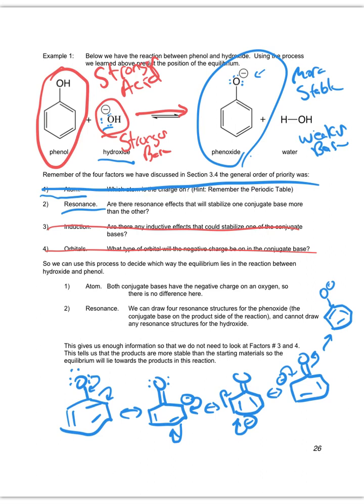We're done. Now if we knew the pKa's of the two, we could also look at it that way. The pKa for phenol is somewhere around 10, and the pKa for water is somewhere around 16, give or take a hair. In any reaction, we said the equilibrium goes to the weaker acid and weaker base, so just the pKa's. If we know the pKa's, we know that also goes towards products. So all of that leads towards the products.